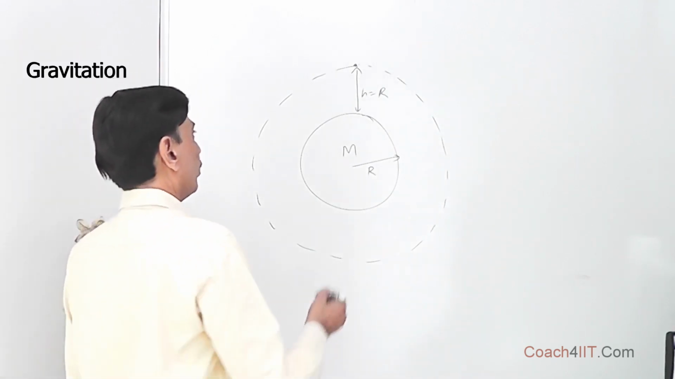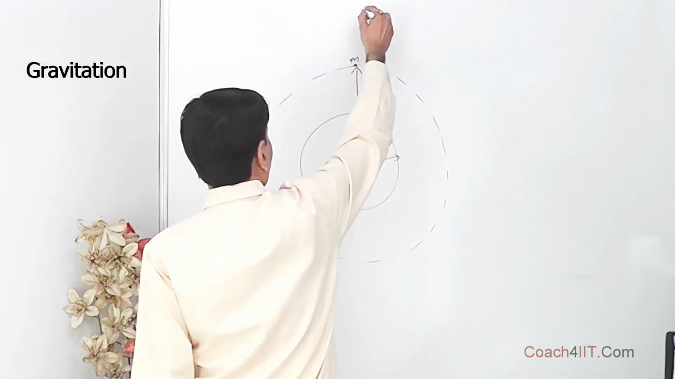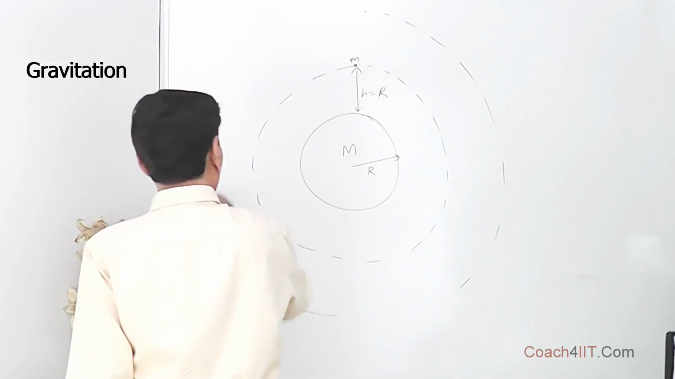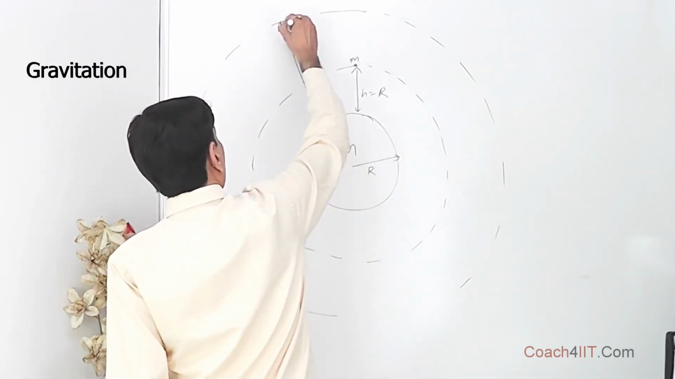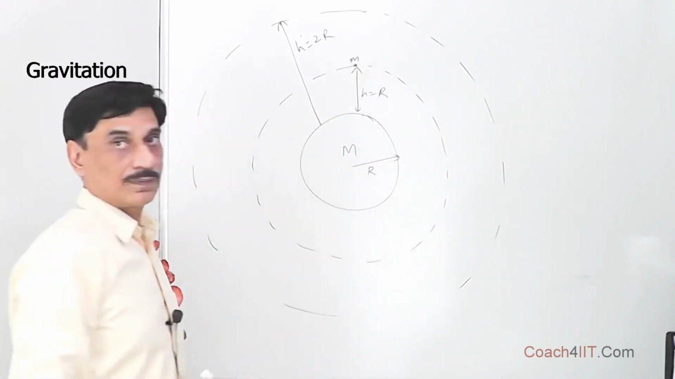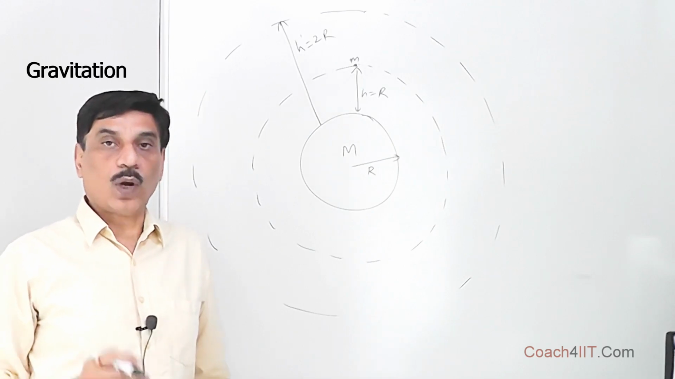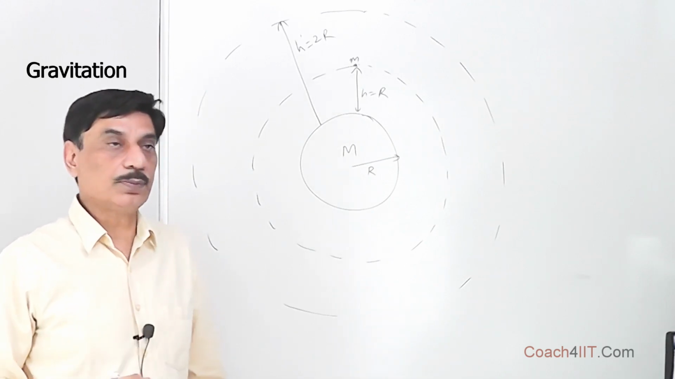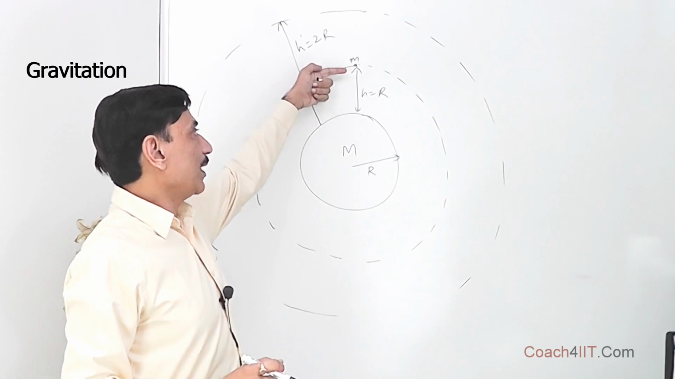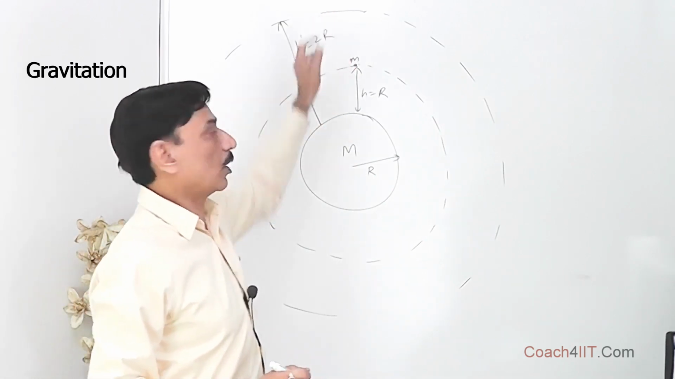What we wish is to lift this satellite of mass m to a greater height, let's say to an orbit which is at a height equal to 2R from the surface of Earth. When we have to lift it from here to here, it is asked what is the energy which has to be supplied to the satellite so that it moves from this orbit to this orbit.